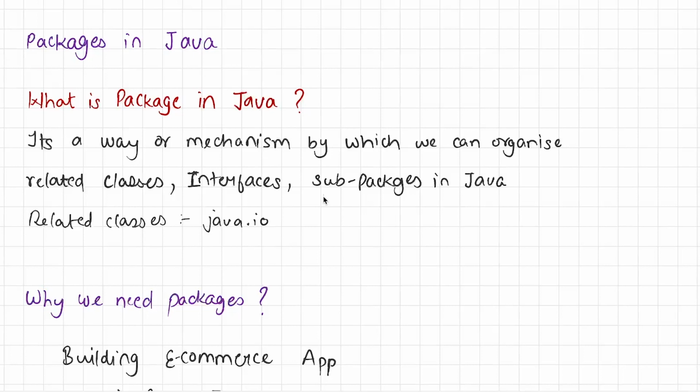The best way to understand related classes is using the java.io package. In Java we have a package java.io, and this package contains all the classes that are specific to the functionality of input-output operations. This means all the classes present in the IO package are responsible for all the input-output operations like reading files and writing files. So long story short, a package is just a way to organize related classes, interfaces and sub-packages in Java.